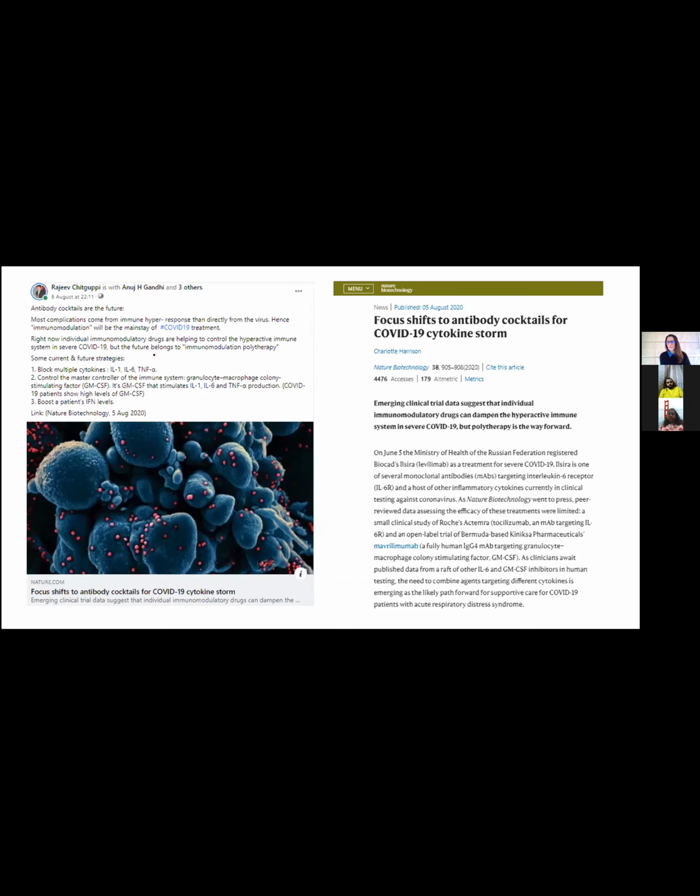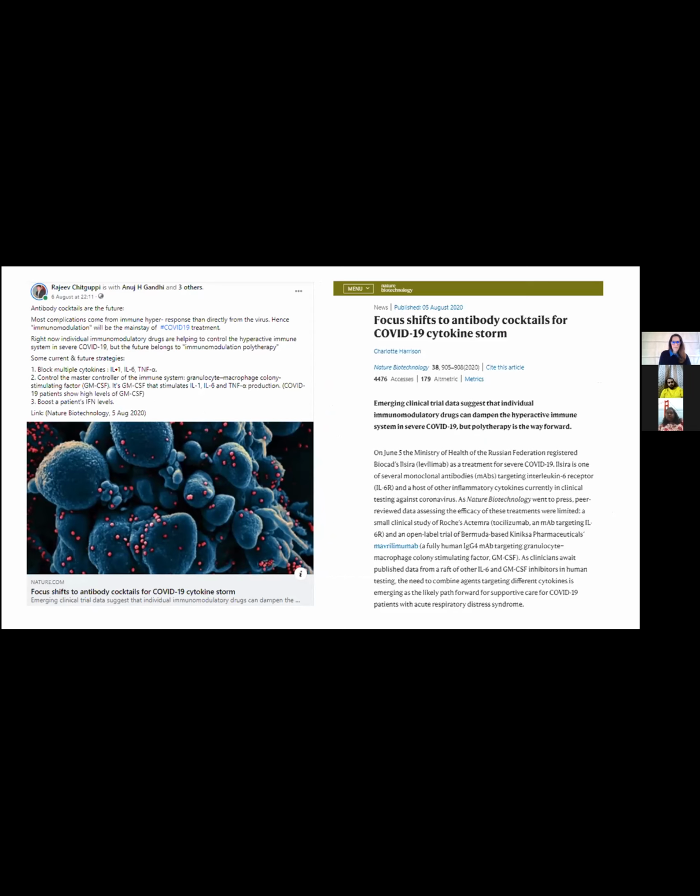It says that if the virus is not having the direct impact, if it is the hyperimmune response that is causing all the problem, immunomodulation should be our goal. So current and future strategies could be to control the multiple cytokines. So what are the cytokines I have given here?